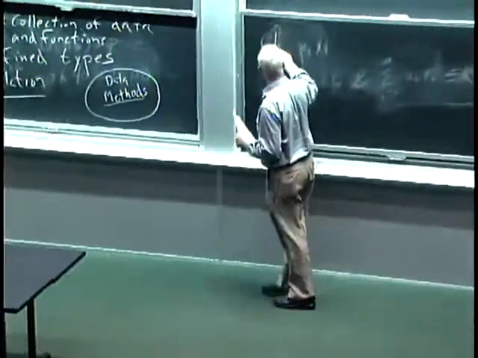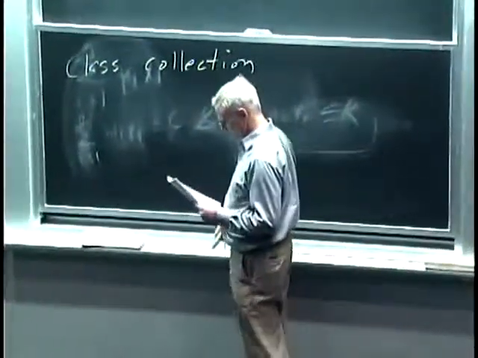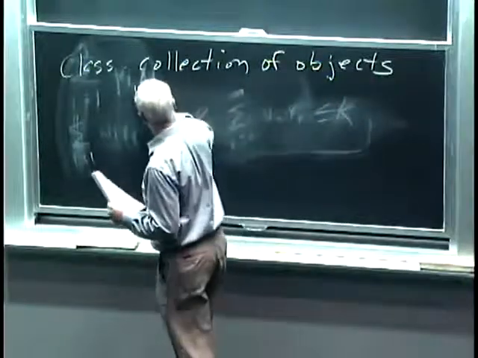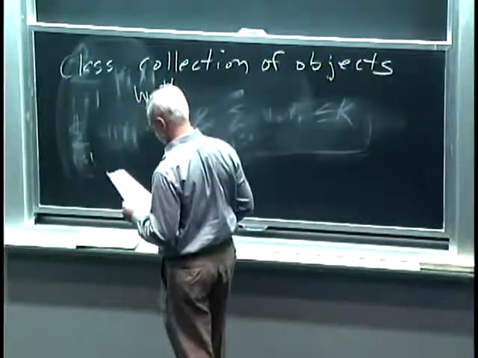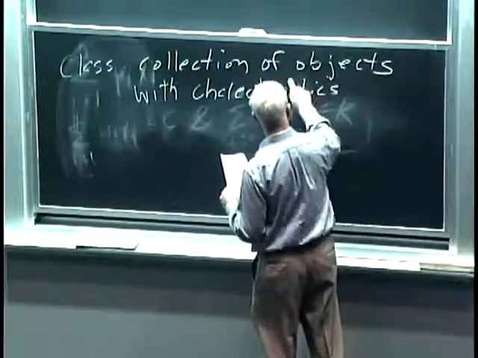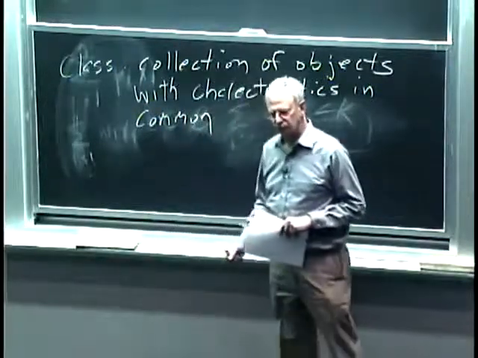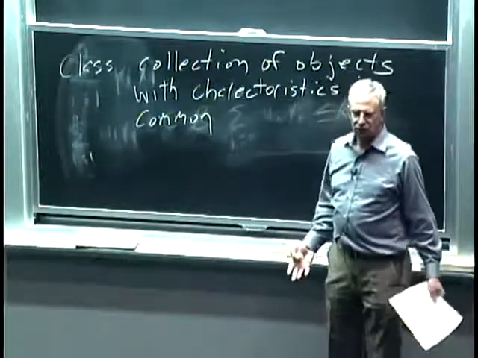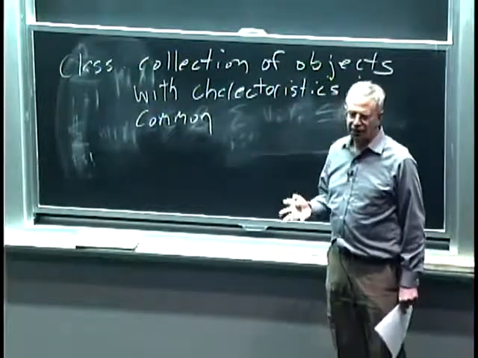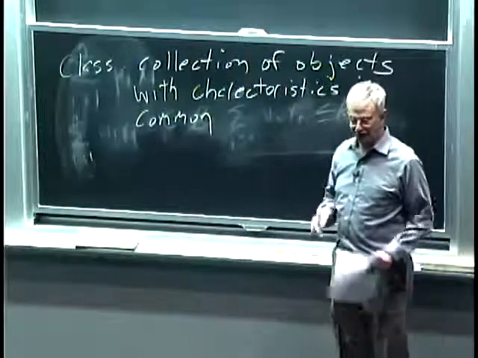A class is a collection of objects with characteristics in common. So you can think of class list. What is the characteristic that all objects of class list have in common? All instances of class list? It's the set of methods that can be applied to lists. Methods like sort, append, other things.